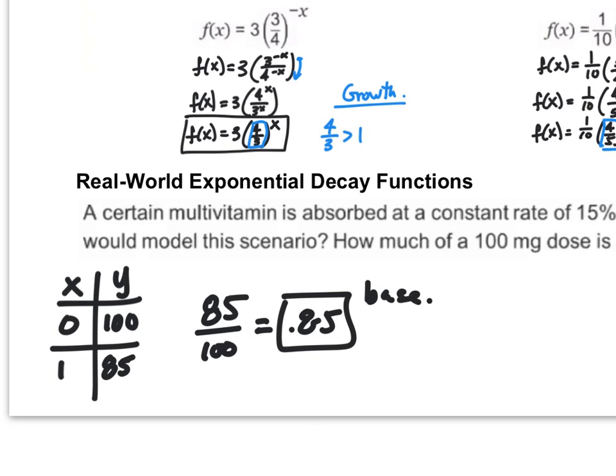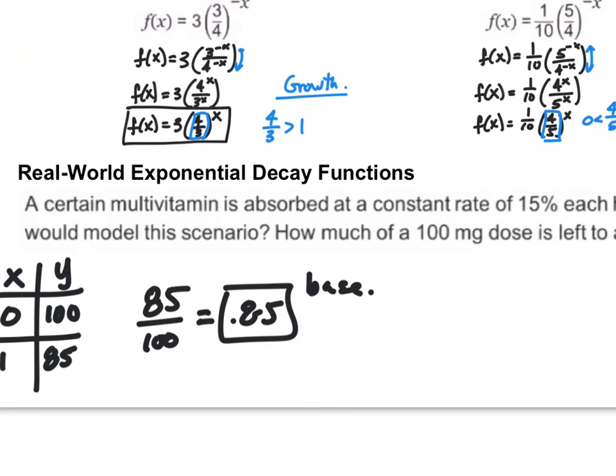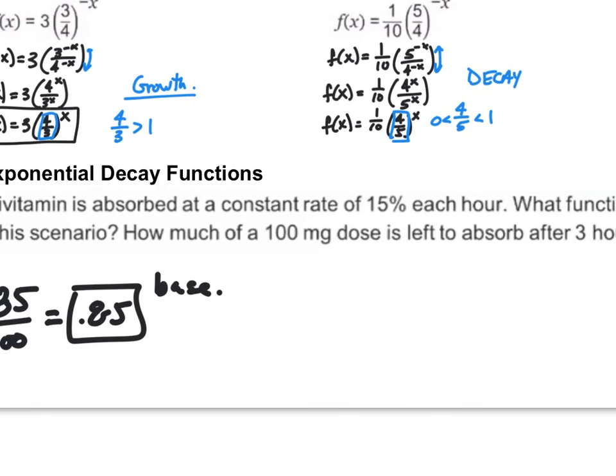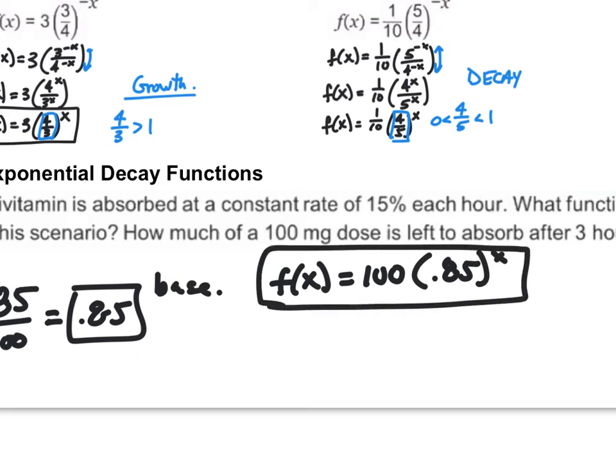And you have to think about it like that. You can't just automatically assume that it's going to be 15%. You have to think about what is happening here, okay? And so then, how much of a 100 milligram dose is left to absorb after 3 hours? So if I write my function here, f of x is equal to 100 times 0.85 to the x, okay? This is my general function for this scenario. This answers the first question, okay? And the initial value is the 100 milligram dose. That's what you're putting in your body.